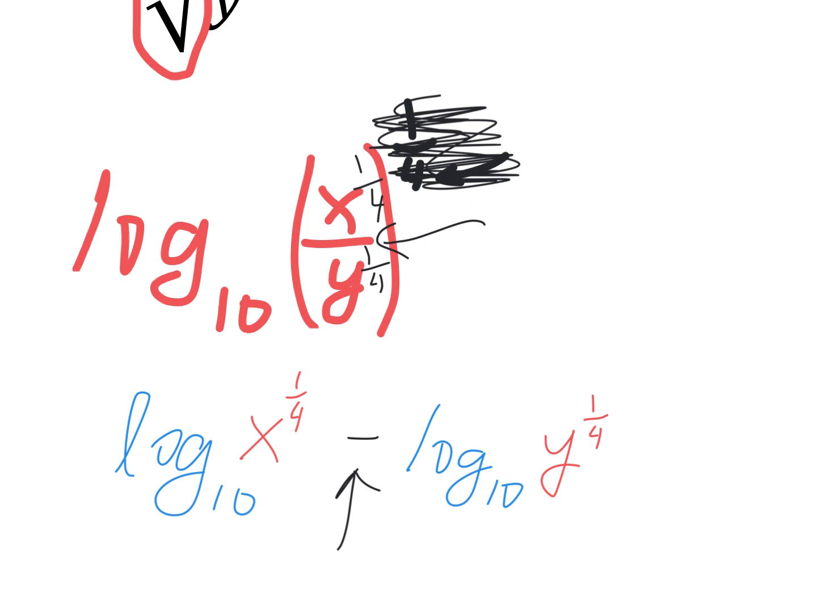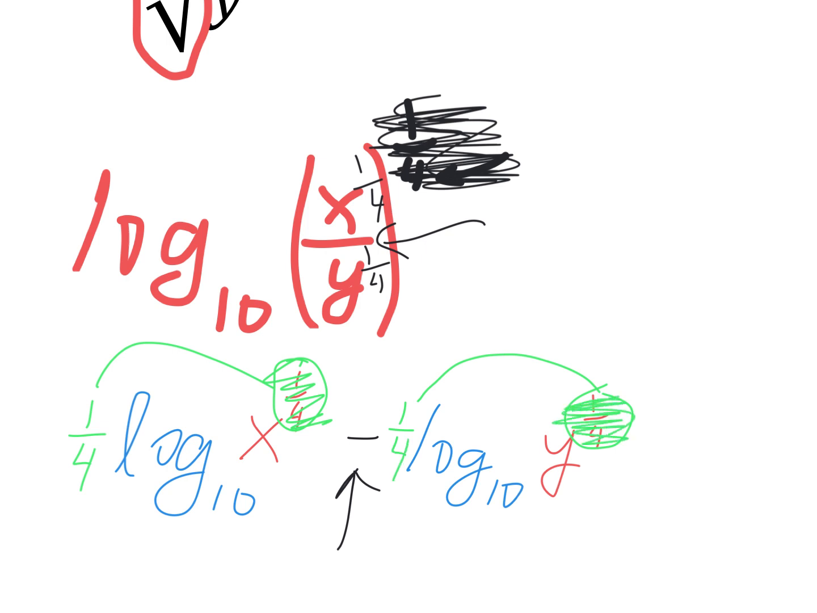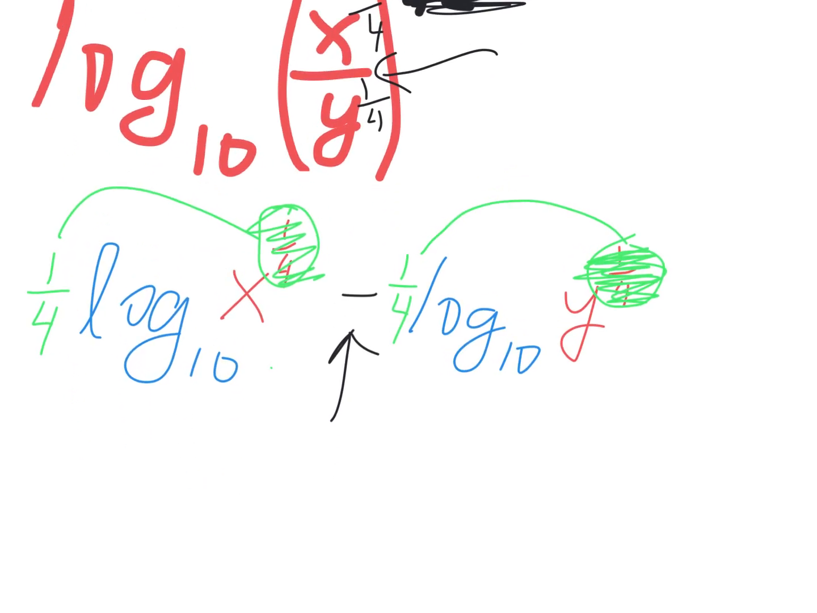I'm close. Iris, what do you see that could be done to make it expand a little further? Hint, where can I put these? Yes, in front. It's called the power rule. Now, where do I look to see if I'm done? I look right here. That's just an X. That's just a Y. I cannot break them up anymore. That means I can't make it expand any further.